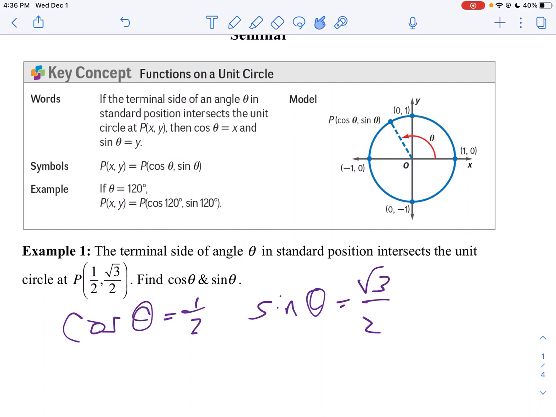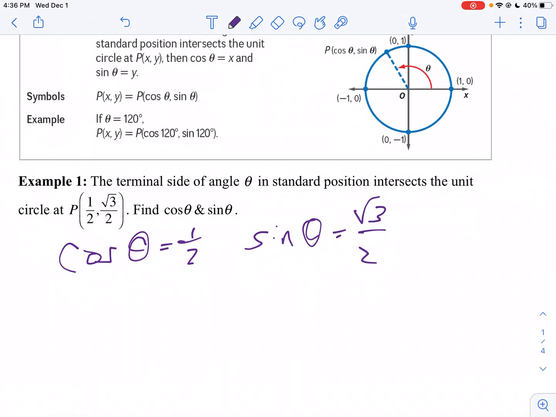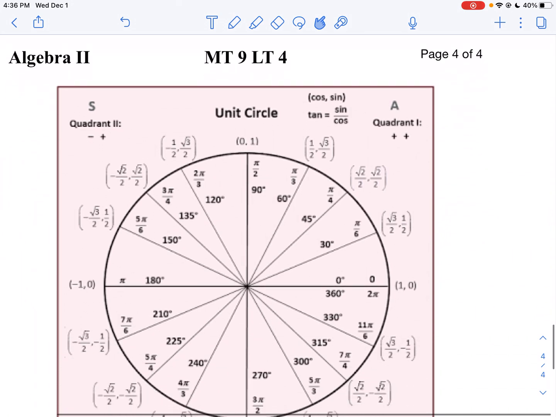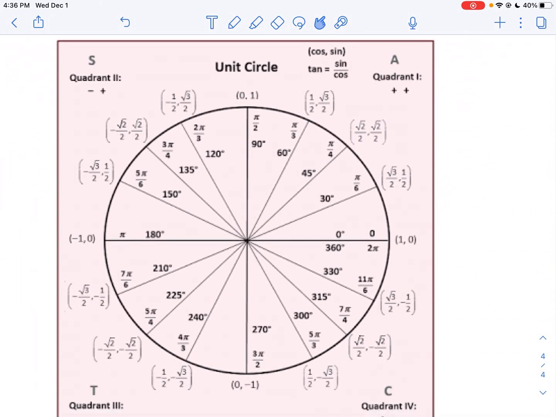Now, they didn't ask you this, but I'm going to ask you that. What's theta? Well, notice cosine and sine are both positive, so I'm going to look in my first quadrant. I want to find the angle whose cosine is 1/2. I've got this on the unit circle later in your seminar. When is the cosine 1/2? Well, the cosine is 1/2 when you are at pi over 3 or 60 degrees.